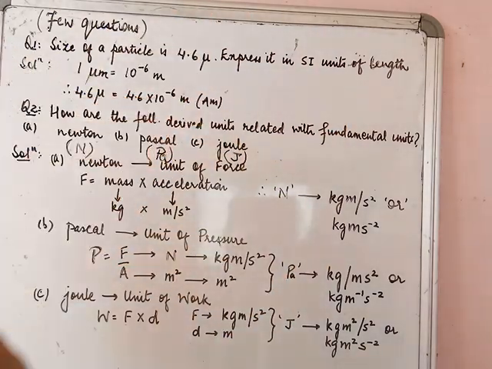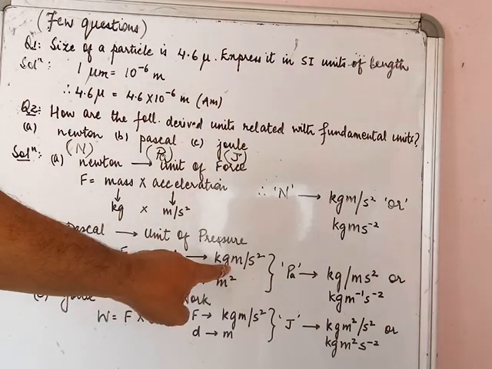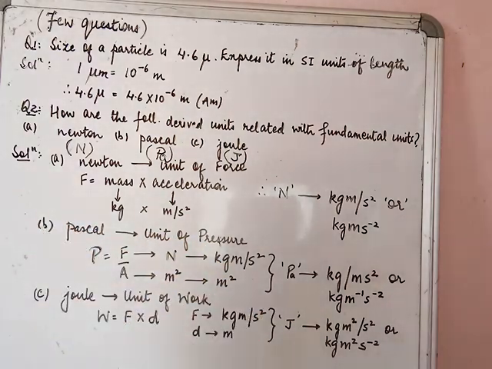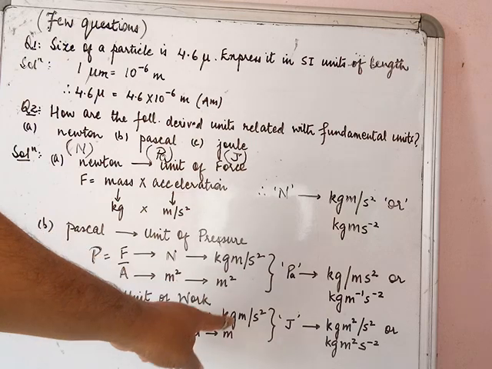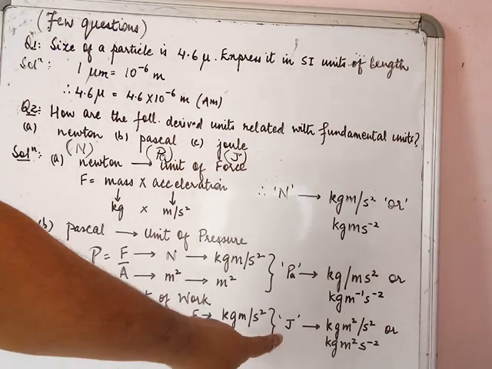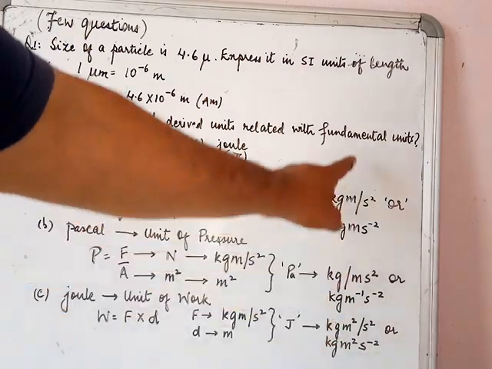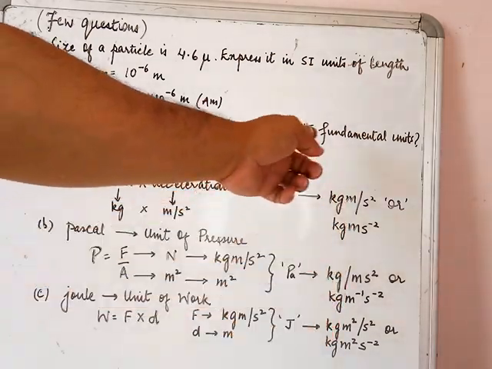Similarly, going to the third part, which is Joule, the unit of work. Work done, again the formula is force multiplied by the displacement. Force we have already seen; in terms of the fundamental units, force can be written as kg meter per second square, multiplied by displacement. Displacement has an SI unit of meter. When we multiply these two, you will get kg meter square per second square. So this joule, which is a derived unit, has actually been represented in terms of the fundamental units. These are the fundamental units that were required according to the question.